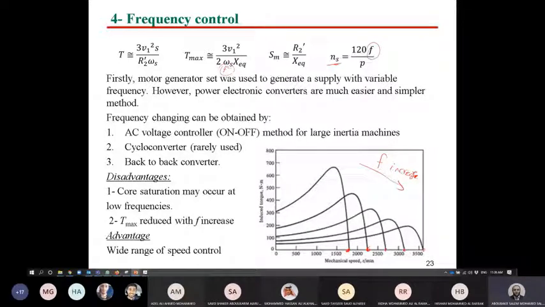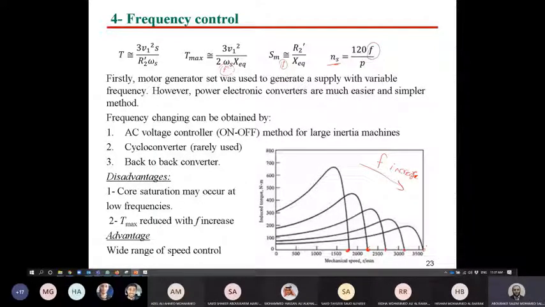What will happen to S maximum? Of course, S maximum is proportional with X equivalent in the denominator, which is a function of f as well. So by increasing frequency, S maximum will be decreased. But take care, decreased in terms of NS, so it will not appear at the same point in the curve because NS has changed.